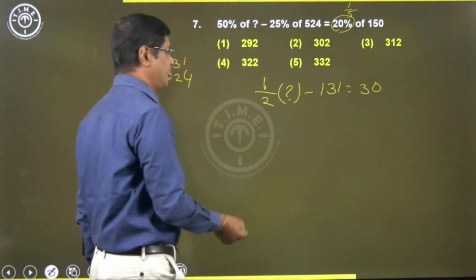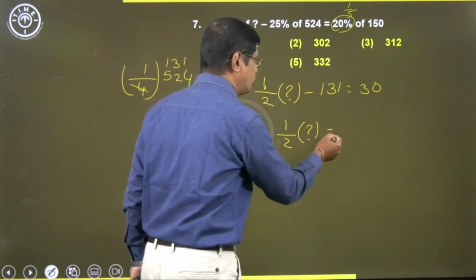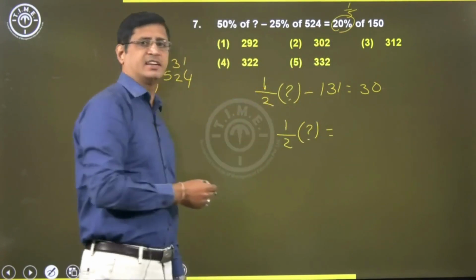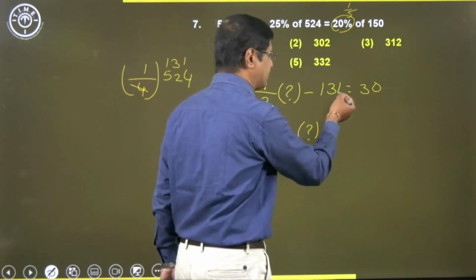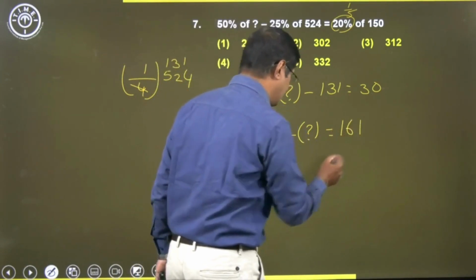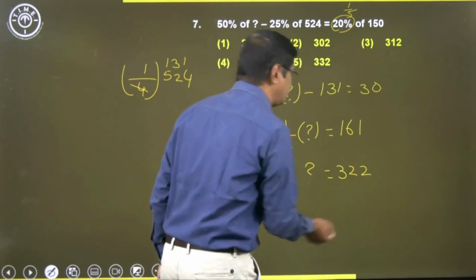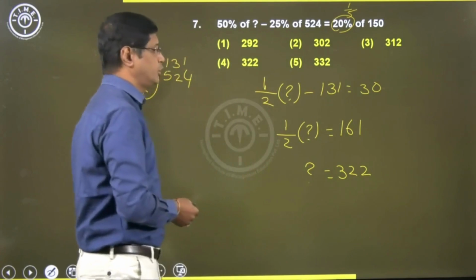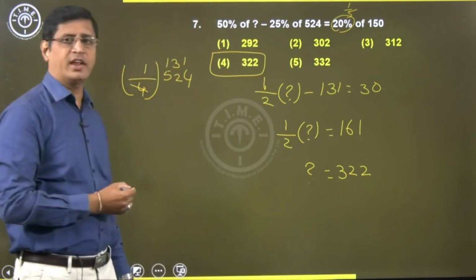Now simplify. Half of the question mark is equal to, take this 131 to the other side, it becomes positive 131. The final value here is 30 plus 131, 161. The value of question mark is equal to 322. The choice 4. Choice 4 is the right answer.